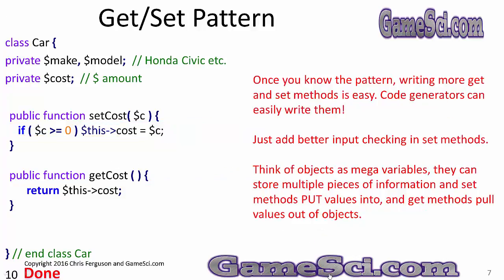Once you know the pattern, writing more set and get methods is easy. Code generators easily write them. The only thing I want to remind you to do is better input checking in set methods. I did not want to do a whole bunch of set method code in here, but think of objects as mega variables. They can store multiple pieces of information, and set methods put values into, and get methods pull values out of that object.